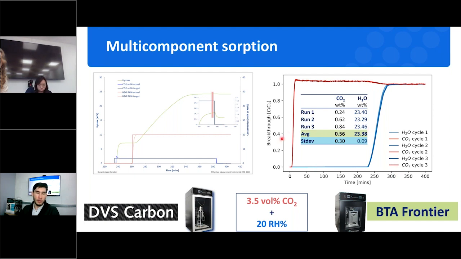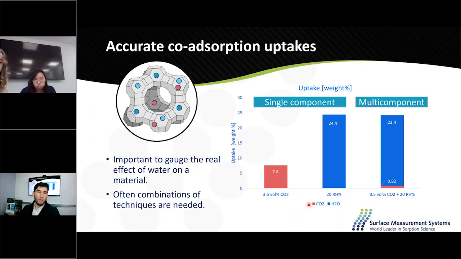So a nice way of obtaining accurate multi-component data in these kinds of systems, which was initially suggested by the group of Arvind Rajendran at the University of Alberta, is to measure at the same time a gravimetric experiment with the same conditions. We take the total from the gravimetric experiment, we take the water from the breakthrough experiment where we have almost no uncertainty, and we get the CO2 uptake by subtracting the two.